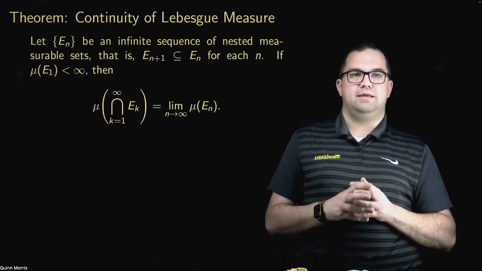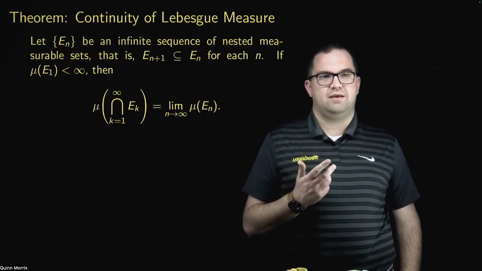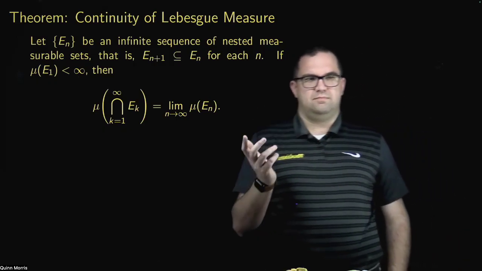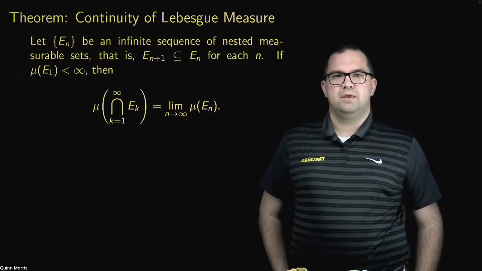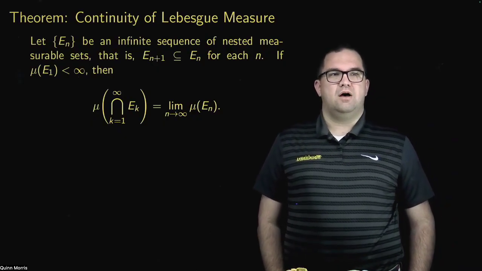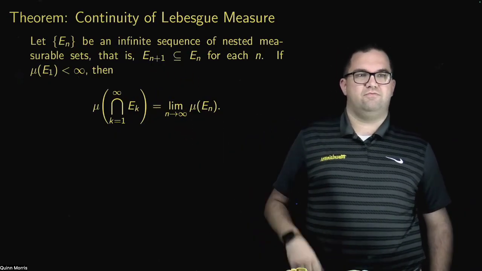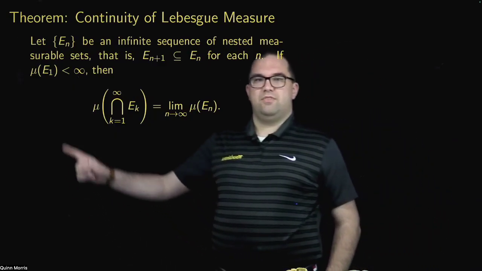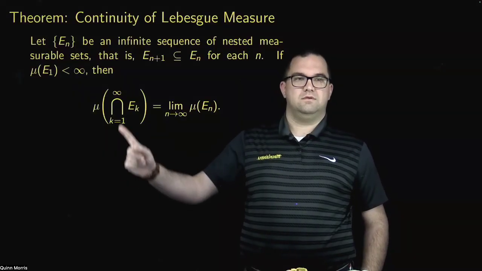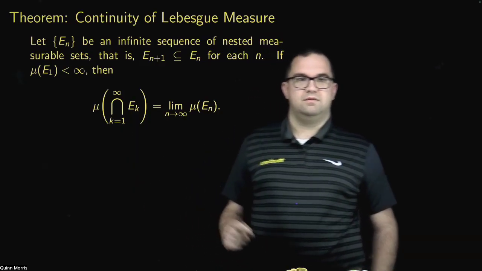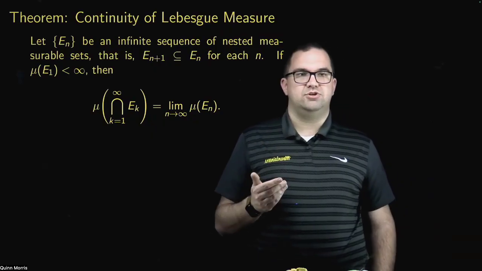The other property that I want to look at in this video of Lebesgue measure is something we could think of as continuity. Another way to think about it is that it's an analog to unions, but for intersections. And once we talk through the theorem, I'll explain why it's like continuity. So let E_n be an infinite sequence of nested measurable sets. By nested, we're really saying that E_{n+1} is a subset of E_n for each natural number n. If the measure of E_1 is finite, then the measure of the intersection k equals 1 up to infinity of E_k is equal to the limit as n goes to infinity of the measure of each E_n.